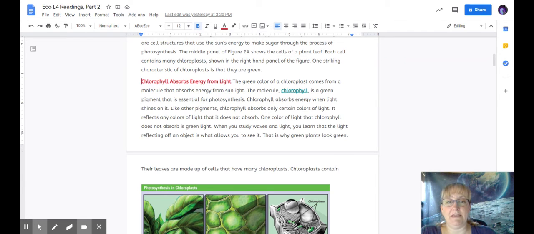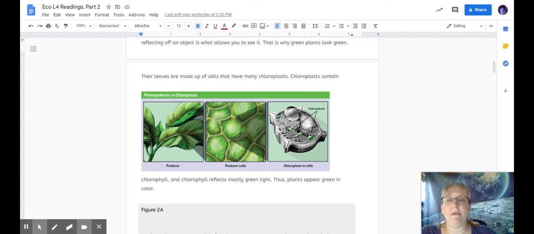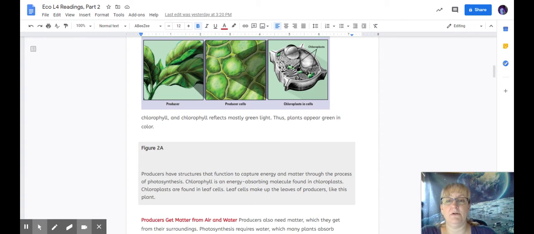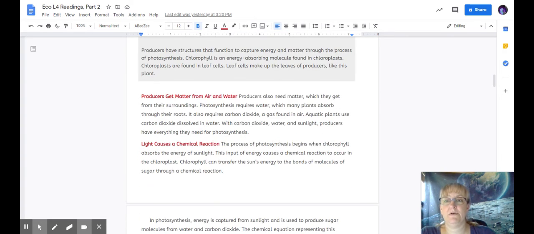When you study waves of light, you will learn that the light reflecting off of an object is what allows you to see it. That is why green plants look green. Their leaves are all made up of cells that have many chloroplasts. Chloroplasts contain chlorophyll, and chlorophyll reflects mostly green light. Thus, the plants appear green in color. So this is just from the caption above. I'm going to move to this part of the reading.